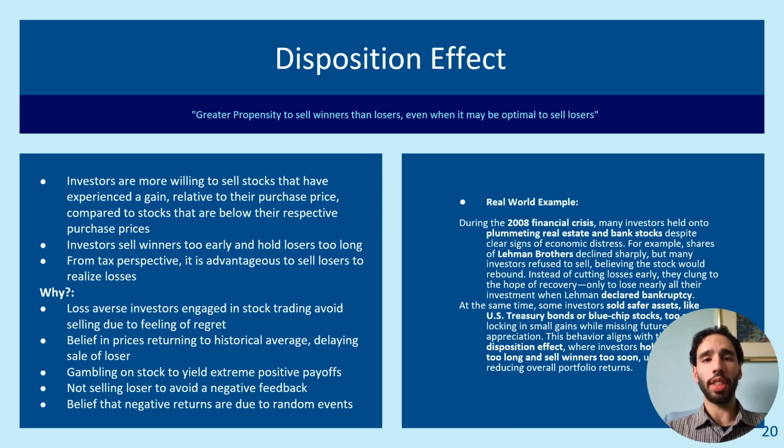The disposition effect describes how investors tend to sell stocks that have increased in value too quickly while holding on to losing stocks for too long. This is often driven by loss aversion, regret avoidance, and overconfidence in the stock rebounding. Now, why does this happen? Well, investors fear regret and avoid selling losers. There's a belief that prices will return to historical averages, leading to delays in selling losers.